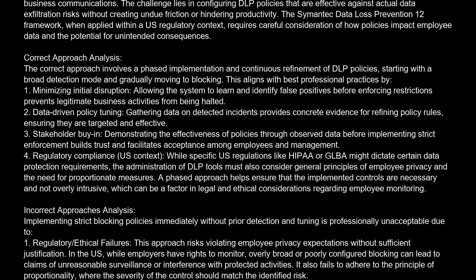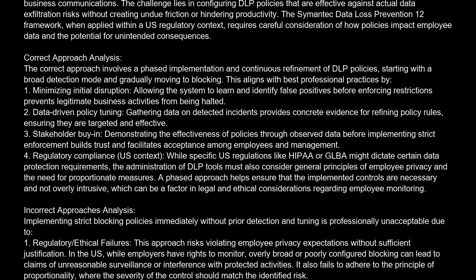This aligns with best professional practices by 1. Minimizing initial disruption, allowing the system to learn and identify false positives before enforcing restrictions prevents legitimate business activities from being halted. 2. Data-driven policy tuning. Gathering data on detected incidents provides concrete evidence for refining policy rules, ensuring they are targeted and effective. 3. Stakeholder buy-in. Demonstrating the effectiveness of policies through observed data before implementing strict enforcement builds trust and facilitates acceptance among employees and management.